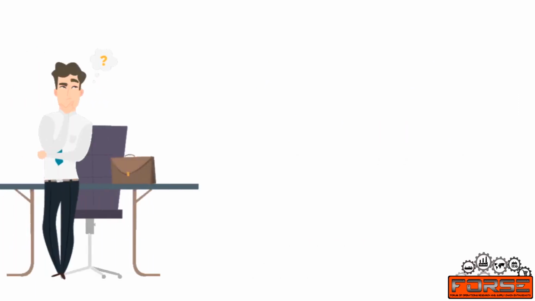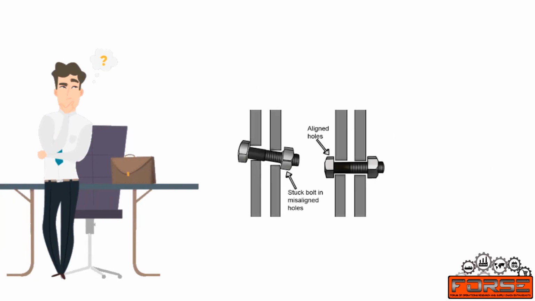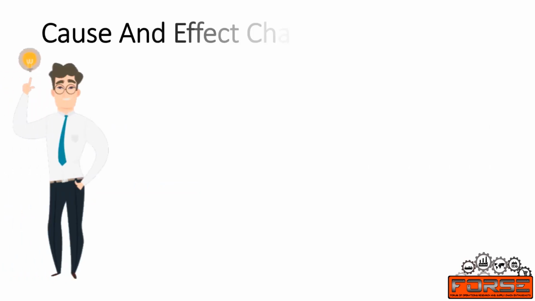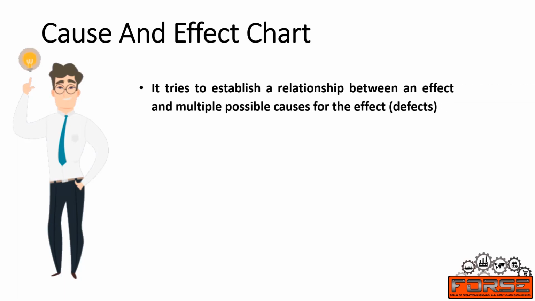Mr. Smith wanted to understand the various reasons for the incorrect screw alignment and find the root cause of it. He decided to use the cause and effect diagram for the same. It is also known as a fishbone diagram because of its shape, which is similar to that of the side view of a fish skeleton. It tries to establish a relationship between an effect and multiple possible causes for the effect.